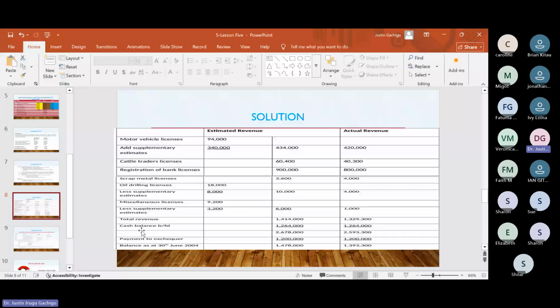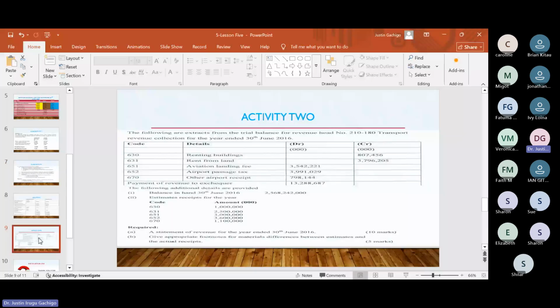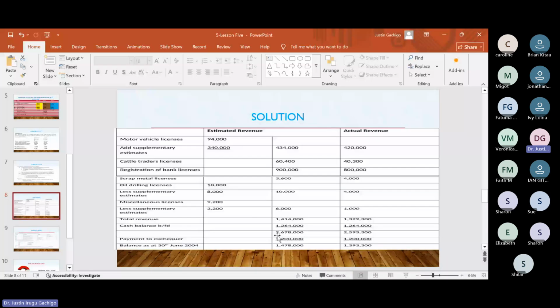So the cash balance brought forward was this is the 2.6. It's the addition of the total revenue plus what we have to get 2.6. This is get 2.5. Then we have the amount that was paid to the exchequer. Remember, we are told here there's some amount that was remitted to the government, 1.2. This 1.2 was taken to the government, and you less. So 2.6 minus 1.2, you get the balances as at end of June.